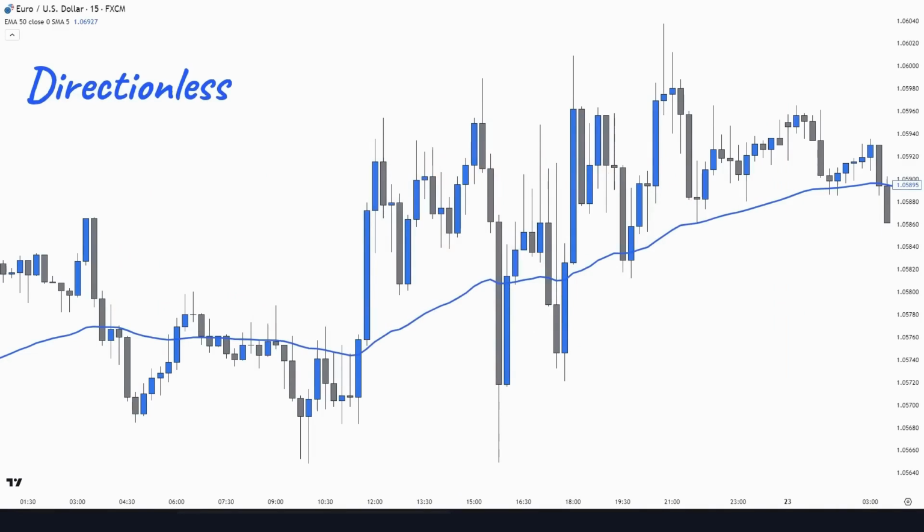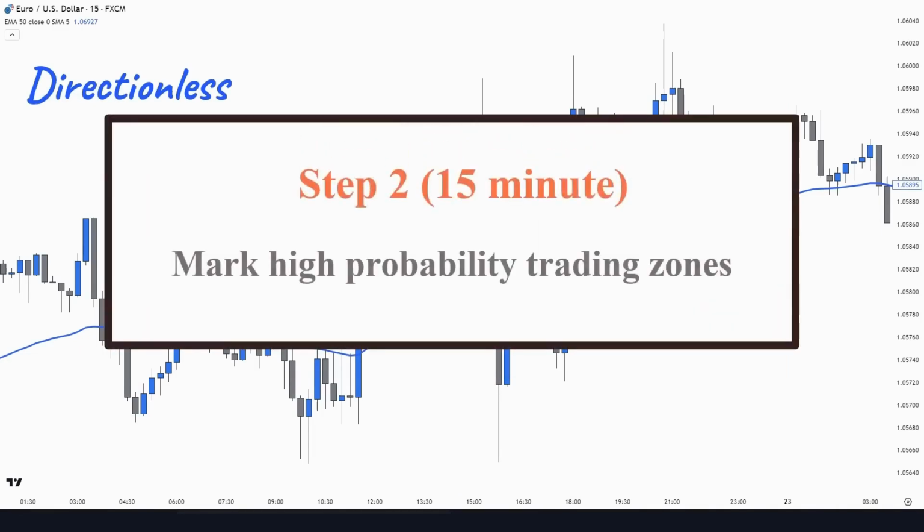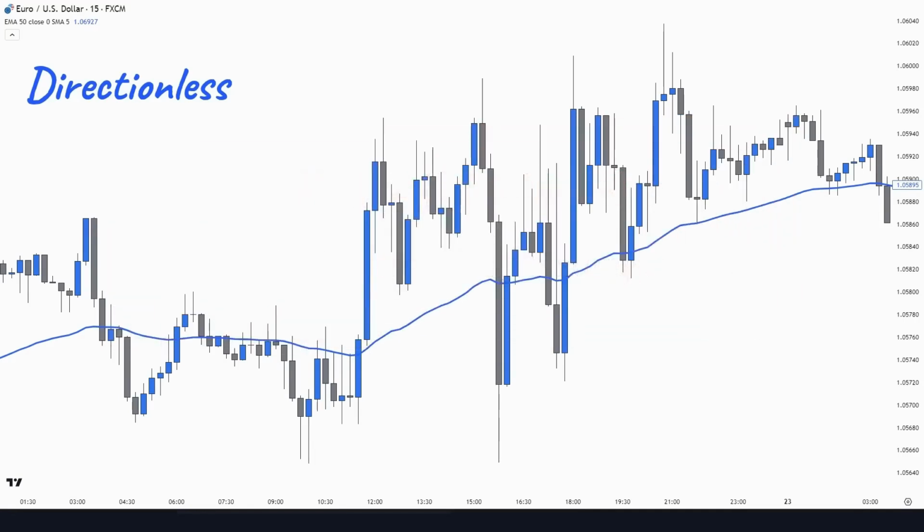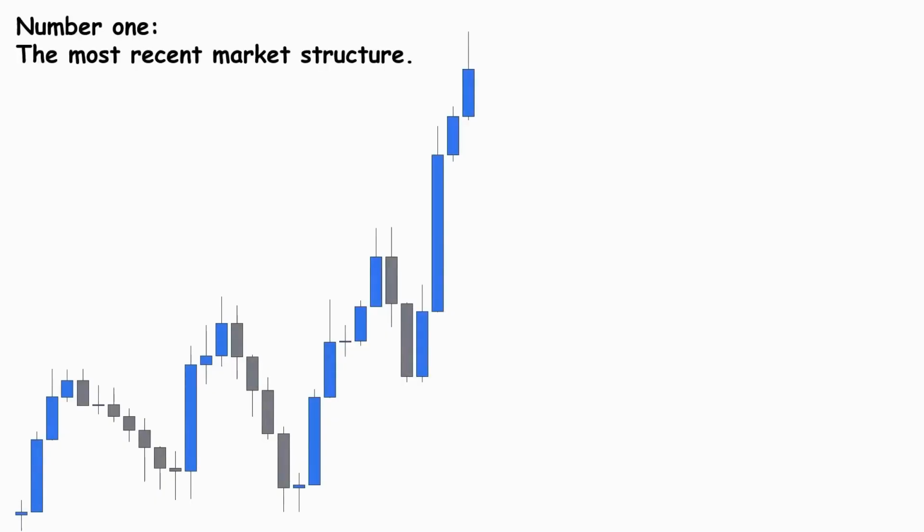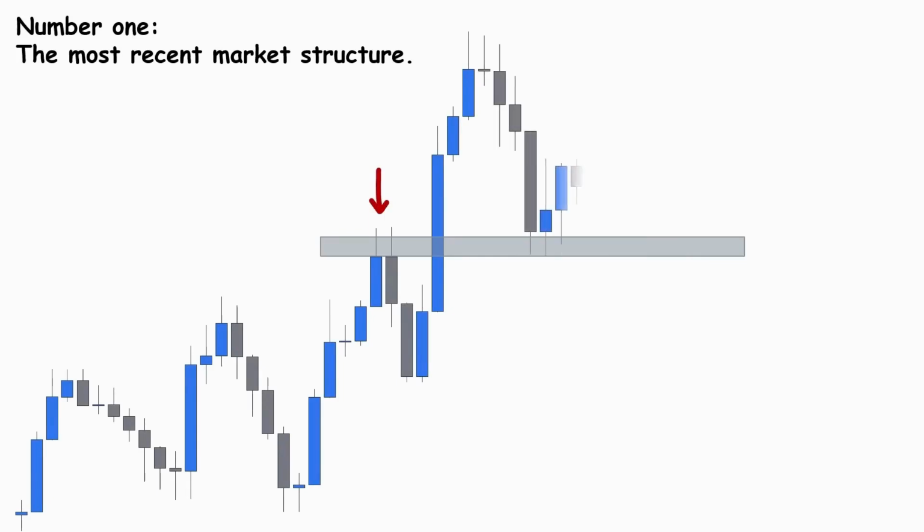Now, the second thing we do after identifying the market direction in the 15-minute chart is to mark high probability trading zones. Usually, there are 3 key levels that we mark on the chart as our optimal trading zones. Number 1. The most recent market structure. The previous market structure here is the latest resistance, which will likely become the next support and push the price higher.